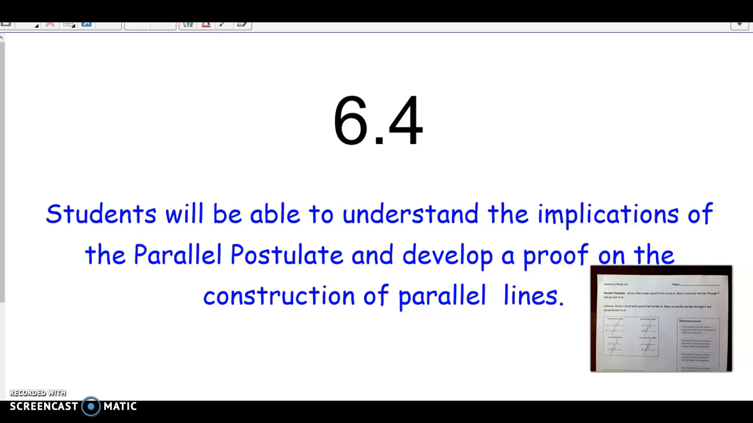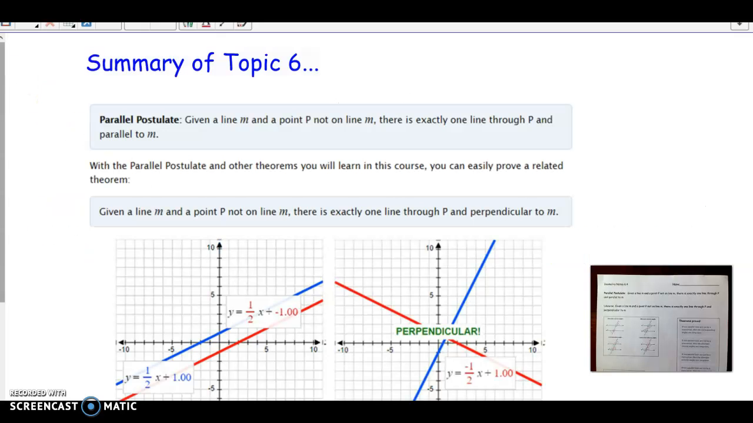So in this lesson, you're going to be able to understand the implications of the parallel postulate that we've learned and develop a proof on the construction of parallel lines. And really we're going to just focus on the construction and not so much the proof on that. But before we get started, we're going to review what we've learned so far in topic 6.